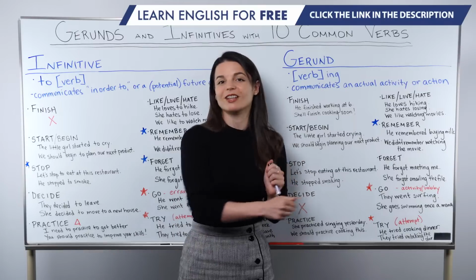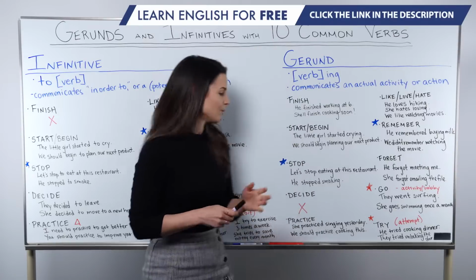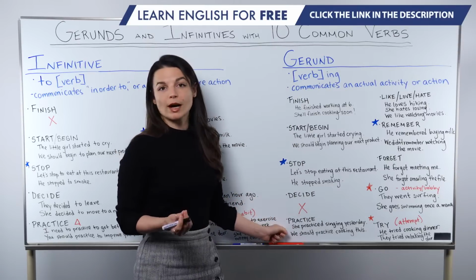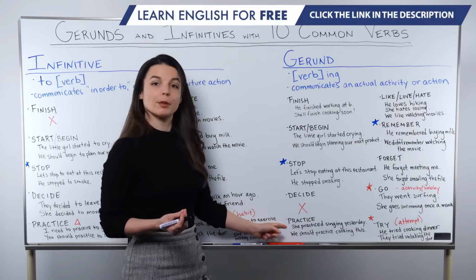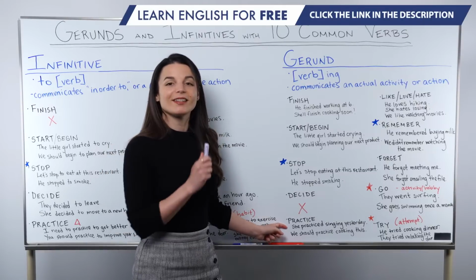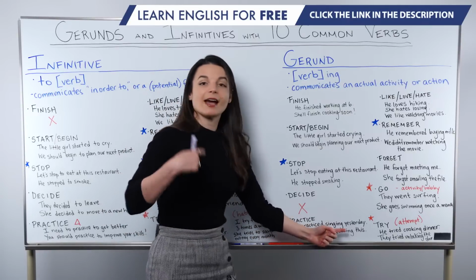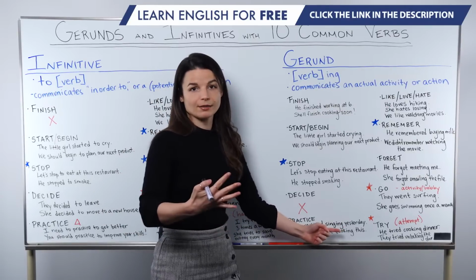So I want to start actually with the gerund form over here because it's more common with this verb. So let's take a look at how we use practice with the gerund. First example sentence: She practiced singing yesterday. So in this sentence, singing is the activity for the practice, okay?